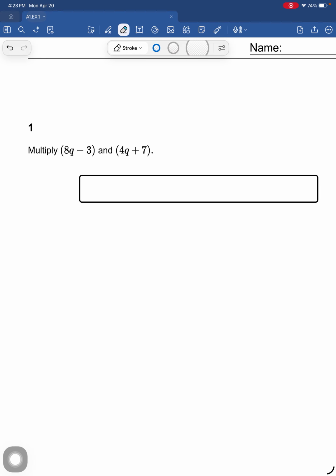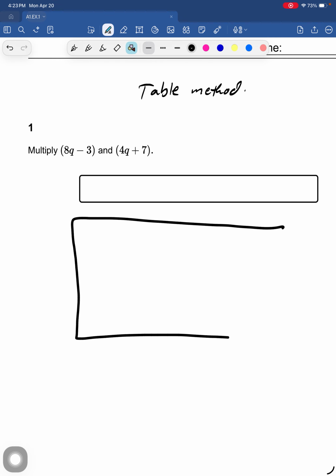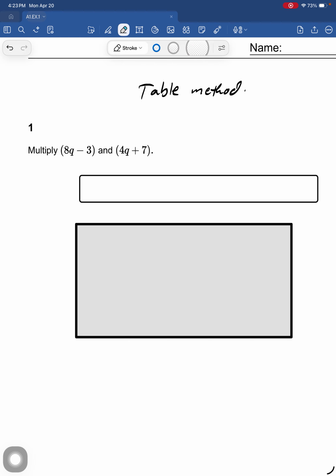Hello everyone. In this video we will find the multiplication of two polynomials, and to do this we can use what we call a table method. To do this we can start by drawing a rectangle like this, and then take a slice of this rectangle on this side as follows, and take another slice from up there.